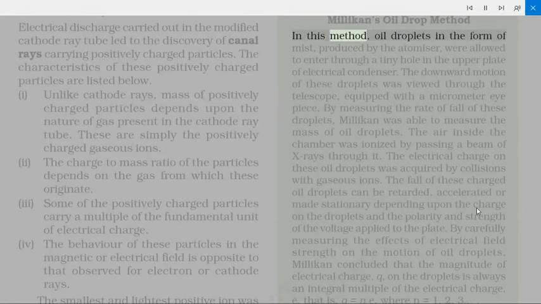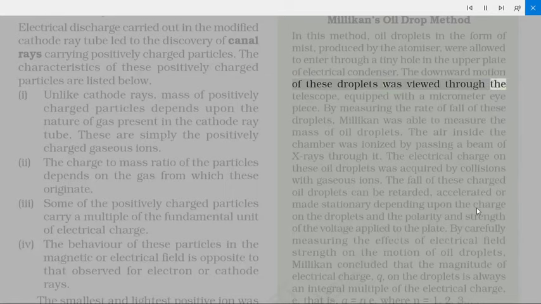Millikan's oil drop method. In this method, oil droplets in the form of mist, produced by the atomizer, were allowed to enter through a tiny hole in the upper plate of an electrical condenser. The downward motion of these droplets was viewed through the telescope, equipped with a micrometer eyepiece. By measuring the rate of fall of these droplets, Millikan was able to measure the mass of oil droplets.